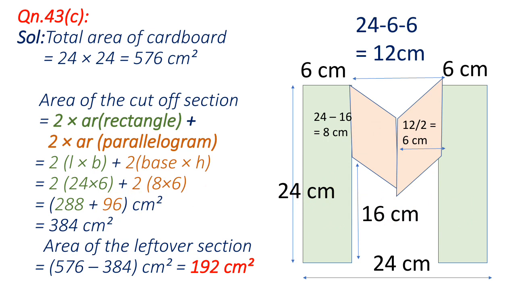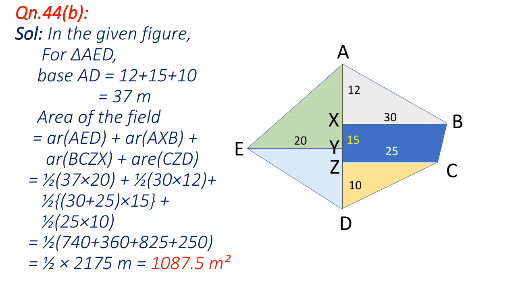Finally, if we want to get the area of the remaining leftover section, we will subtract this area from the total area. So 576 minus 384 gives 192 centimeter square. This is the area of the section which is left over after cutting out this portion from the cardboard of 24 by 24. Correct. So this is the answer. 192 centimeter square is the required area.